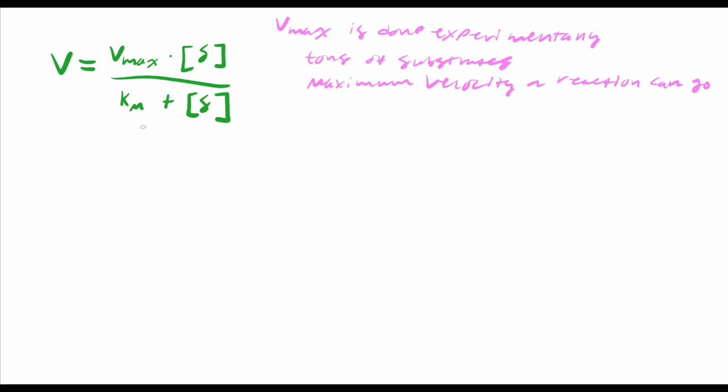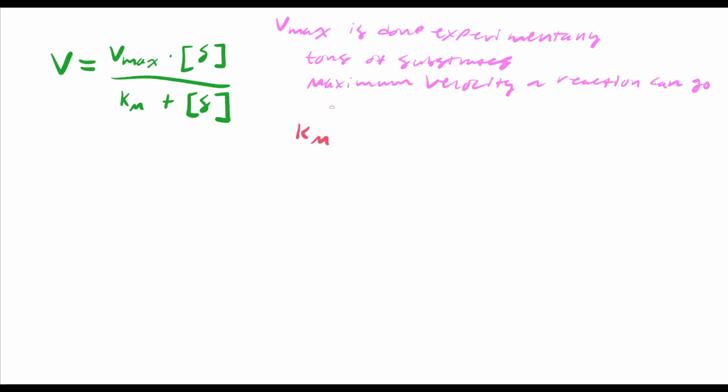Now Km is a little bit different. Km is how much love the enzyme has for the substrate. If you have an enzyme that doesn't want to be connected to the substrate, it's not going to be a very good reaction, right? And if you have an enzyme that has a lot of love for the substrate, you're going to have a good Km, okay?